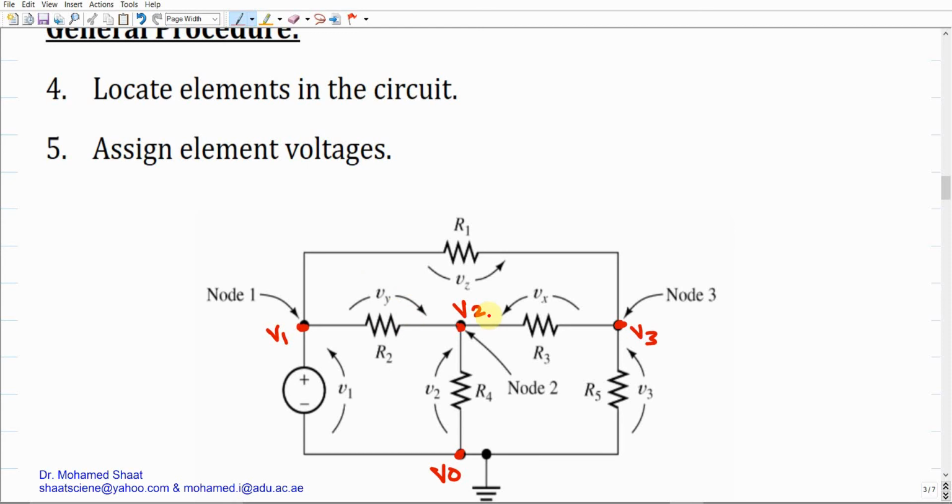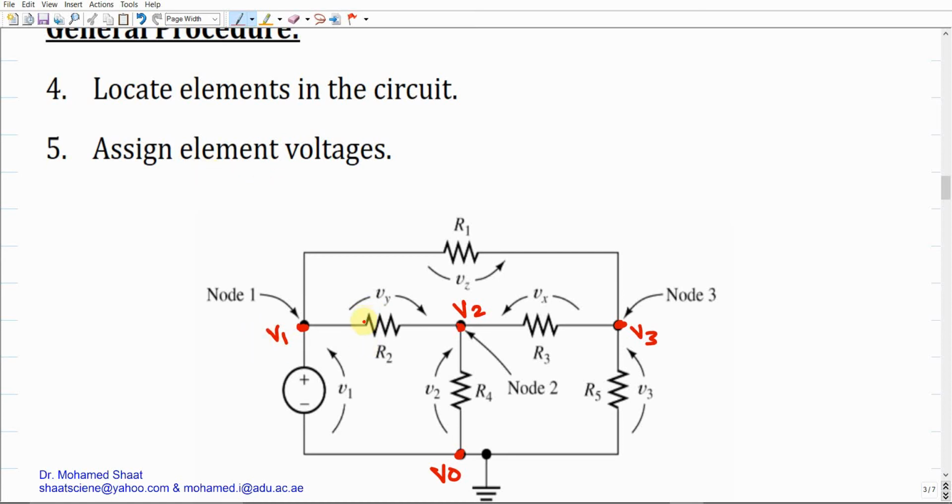V1 is a node voltage. V2 is a node voltage. Vy is the voltage over this electrical element. Vx is the voltage over this electrical element. Make sense? Vz is the voltage over this electrical element. So your objective is just to assign element voltages. For each element, give a voltage value. And you should understand that this voltage value, as we are going to explain next, depends on the difference between the node voltages at the two ends of this electrical element. So there is a difference between the node voltage and the element voltage.